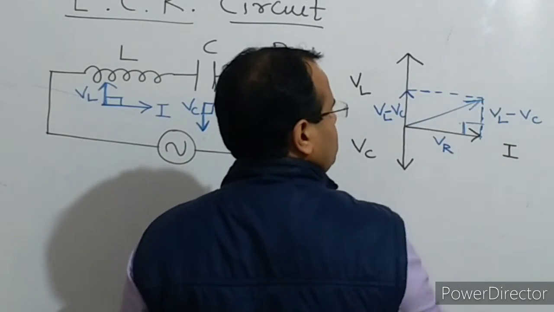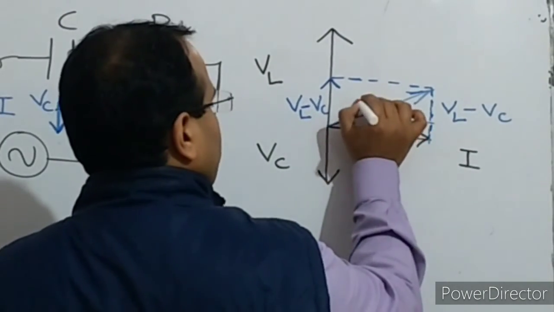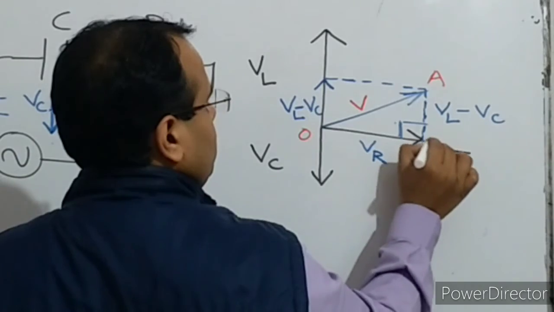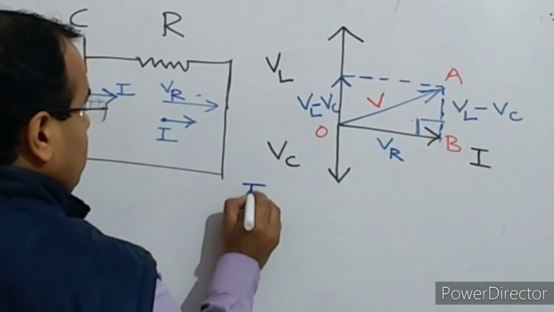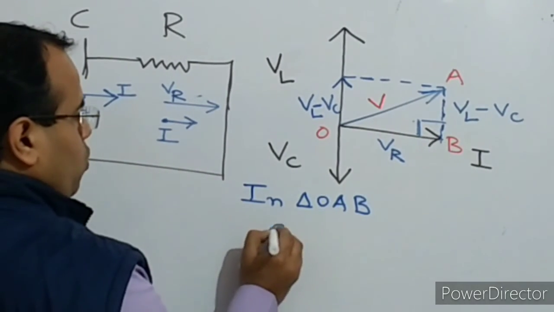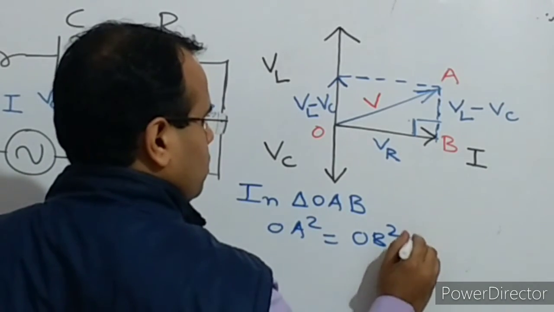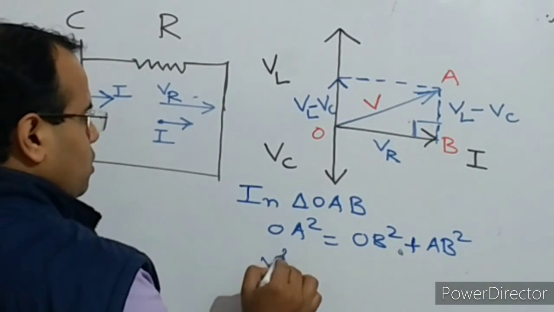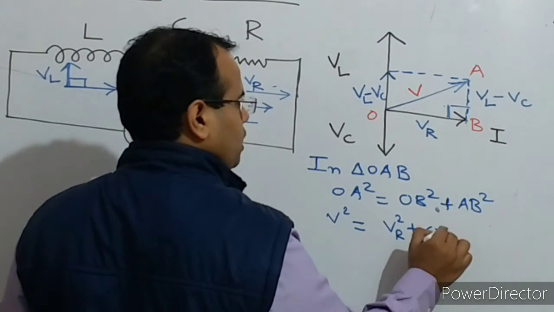Okay, and if it is, then you can find the resultant of these two, and that will give you the resultant, say capital V. So in this triangle OAB, you can find OA square is equal to OB square plus AB square, and that will give you OA square is equal to VR square plus (VL minus VC) whole square.